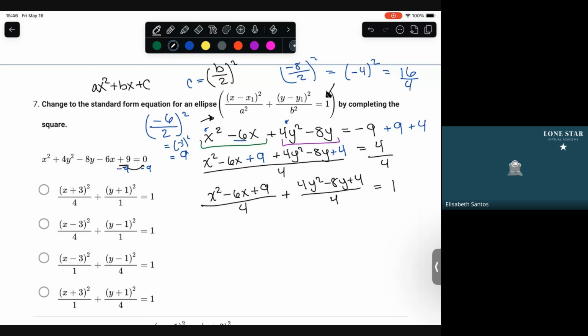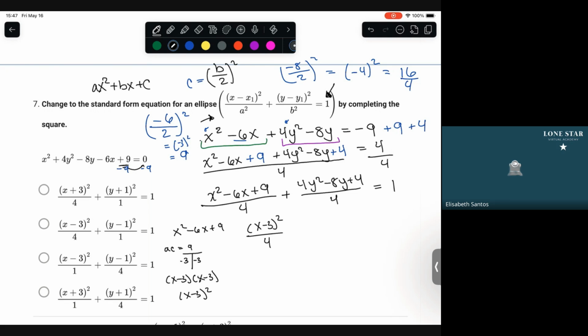Okay, so the next thing is we're going to factor those numerators of those two fractions. And let's start with our x's. So x squared minus 6x plus 9. Well, a times c is 9. And the factors that add up to negative 6 would be negative 3, negative 3. And since they're both the same, we're going to combine those so we have a square. So this would be x minus 3 squared over 4.